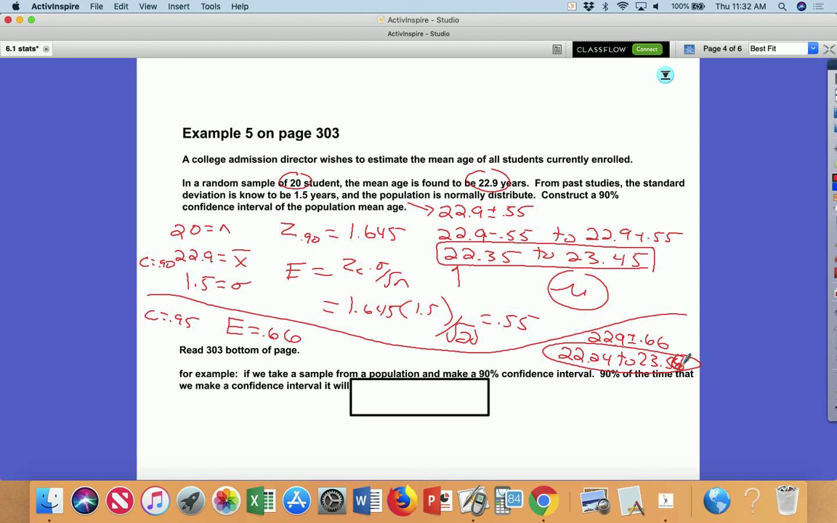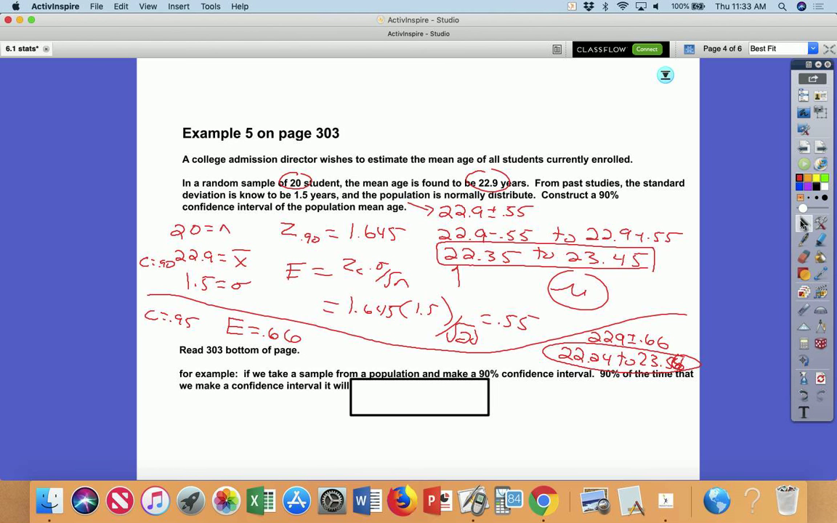So just to summarize here, if we take a sample from a population and make a 90% confidence interval, again, sometimes it might be one sample mean value, sometimes another one, okay? But 90% of the time that I make a confidence interval, what's going to happen? Right, the population mean will be in that interval, that percentage of the time. So you can write that down and let's look at it again just to make sure you understand this concept.